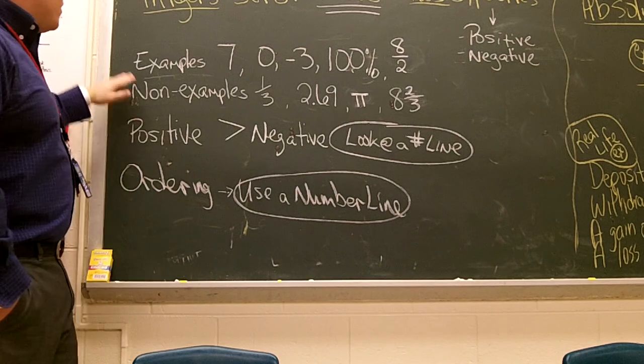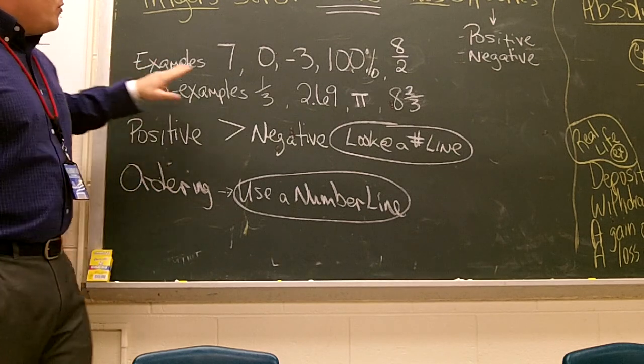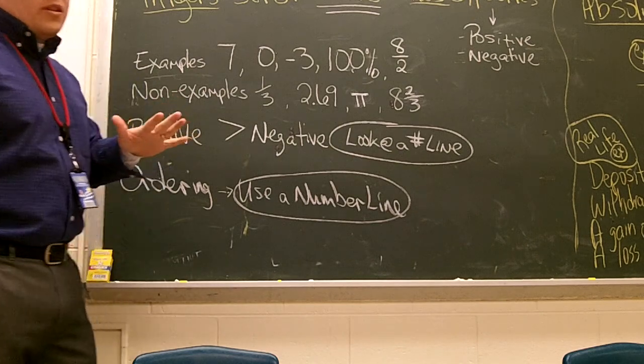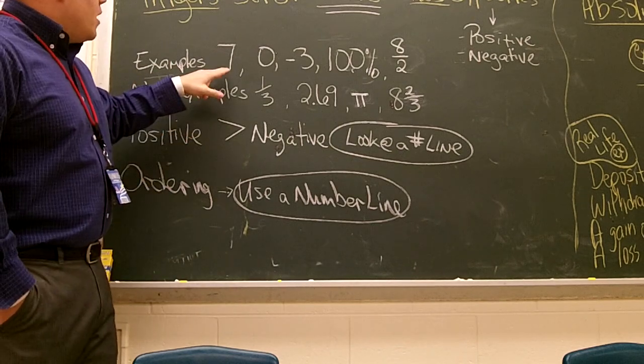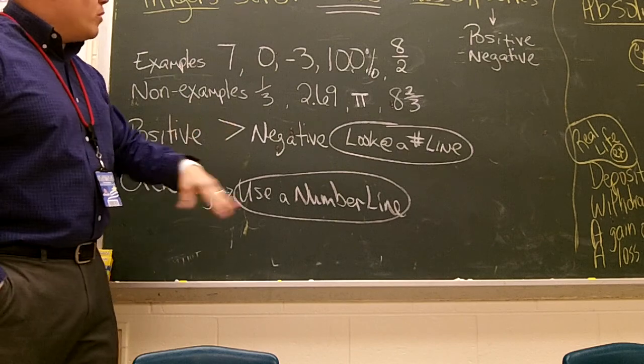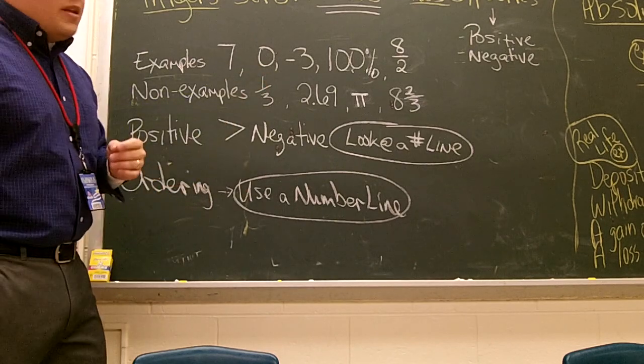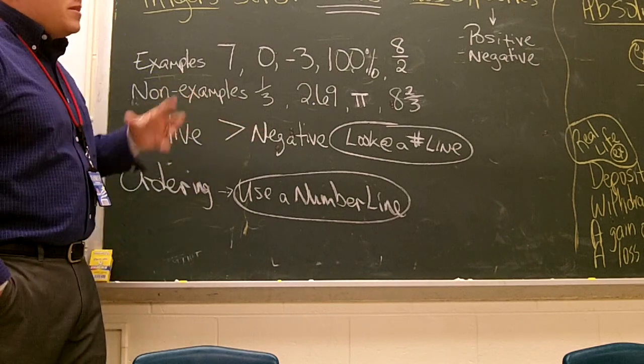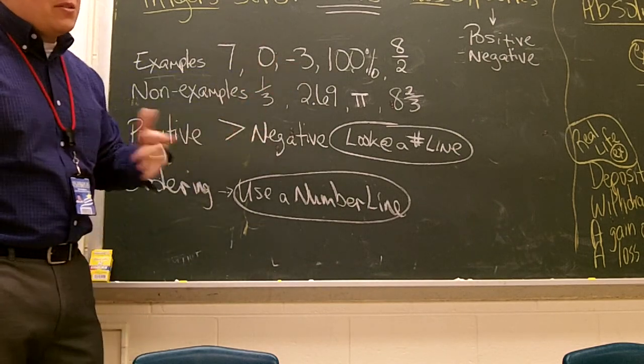You might notice that in the examples section, we have some things that look a little bit weird because they don't look like whole numbers. So let's look at that kind of closely and then we'll move on. 7, obviously, a whole number. 0 is a whole number. It is not positive, it is not negative, but it is still an integer because it is a part of that set. -3, obviously, whole number.